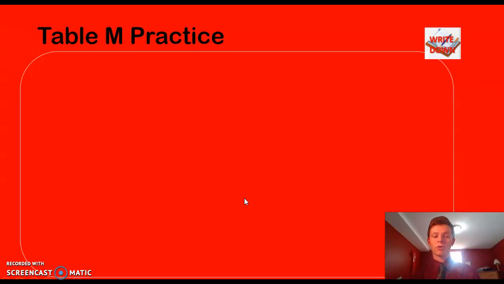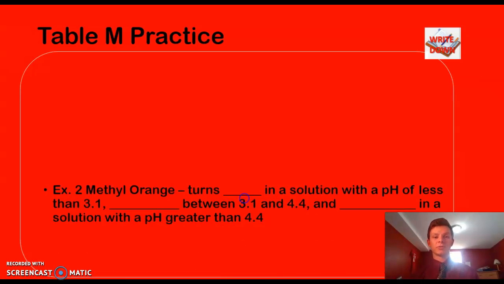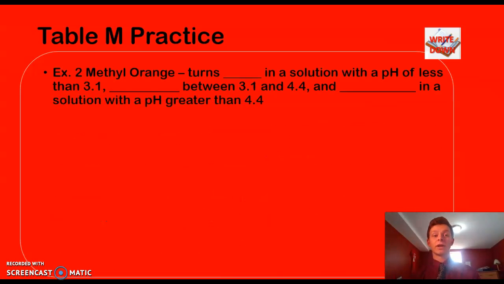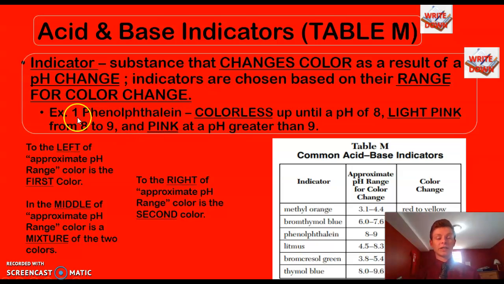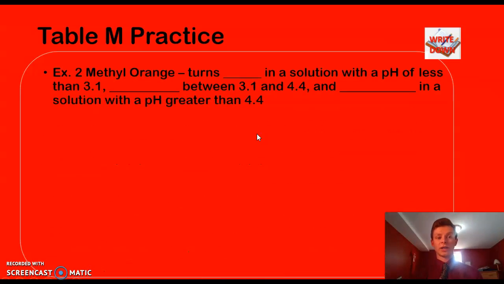Table M practice. This video has fewer slides, so I incorporated some practice to go along with it. In this example, I'm using everything we talked about in example 1 with phenolphthalein, and I just changed up the indicator. So we're talking methyl orange. Methyl orange turns one color in a solution with a pH less than 3.1, another color between 3.1 and 4.4, and another at a pH greater than 4.4.